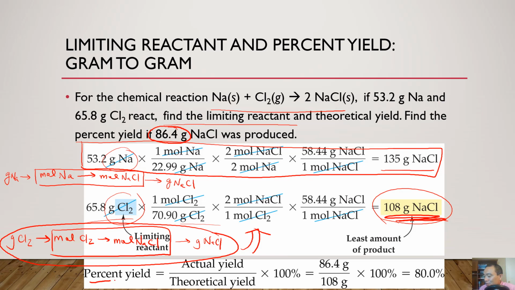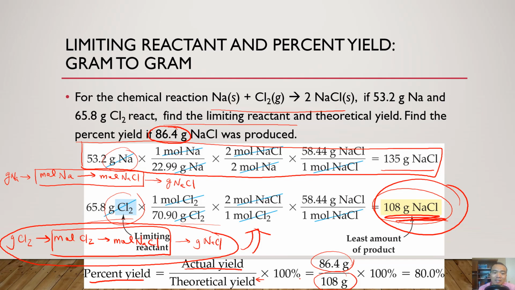So percent yield is actual yield, which is 86.4 grams, divided by the theoretical yield based on the lesser amount, because that's how much can be produced. So 86.4 divided by 108 gives you 80.0%. So we have been able to do the calculation based on that limiting reagent.